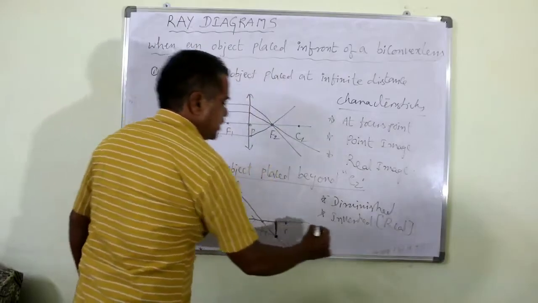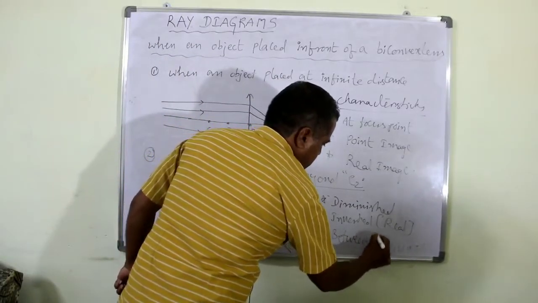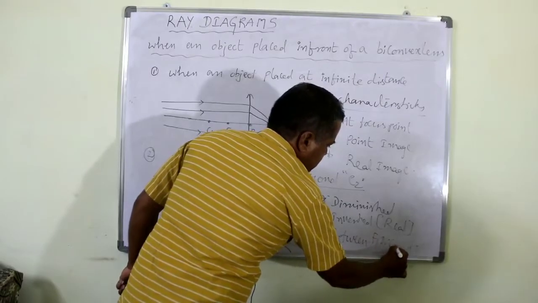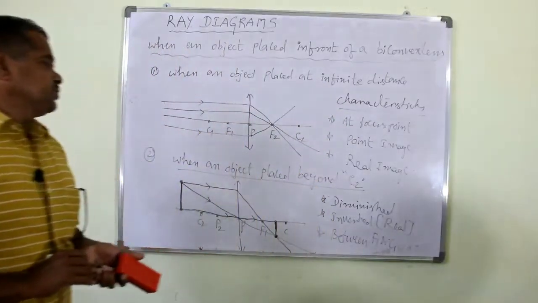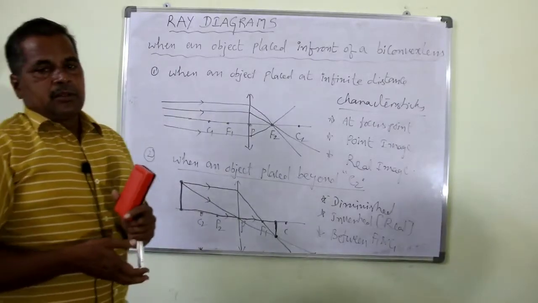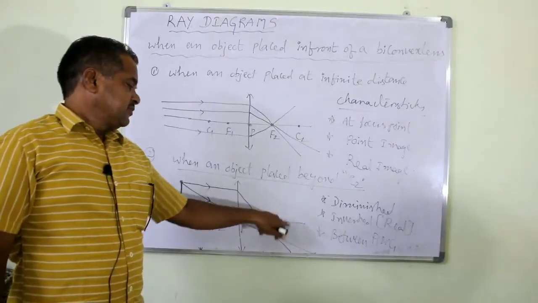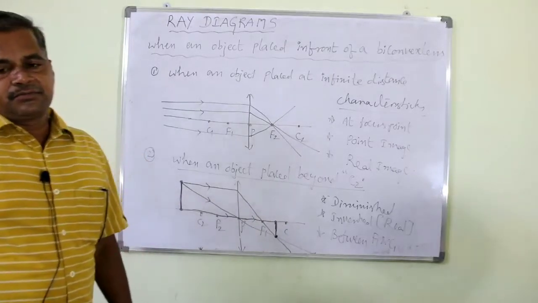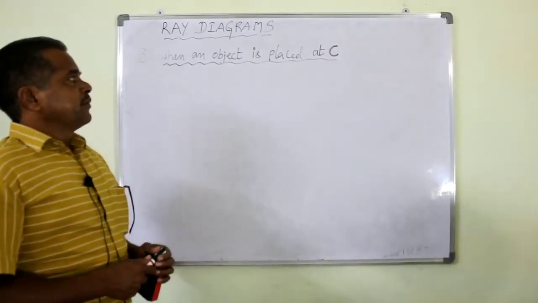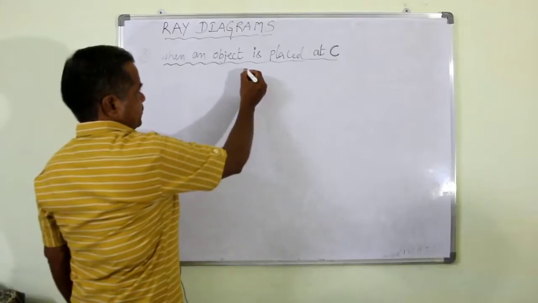And where is it formed? Between F1 and C1. So when an object is placed beyond the center of the curvature, at that time the real, inverted, diminished image is formed between F1 and C1. So third case, when an object is placed at the center of the curvature.